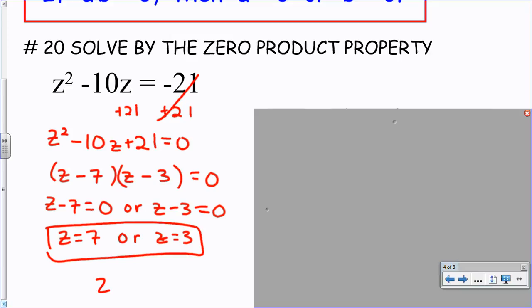You could write your answer like z equals 7, comma 3 or 3, comma 7. So like in Schoology, if you were typing it in, I would have the z equals for you, and then you would type 7, comma 3 or 3, comma 7. Okay? Questions about that? Let's look at another one.